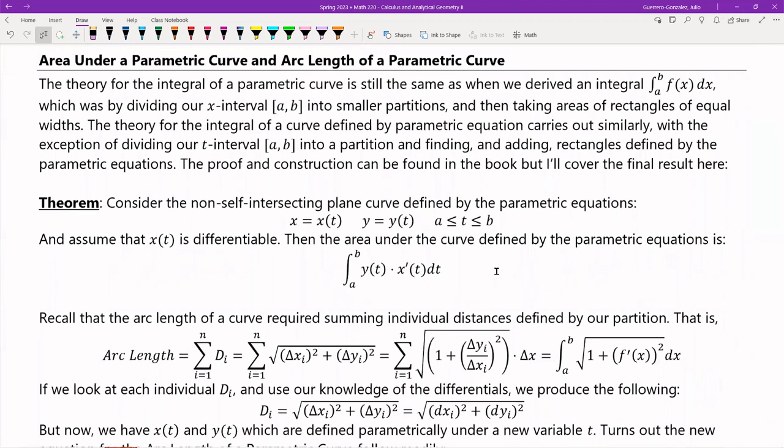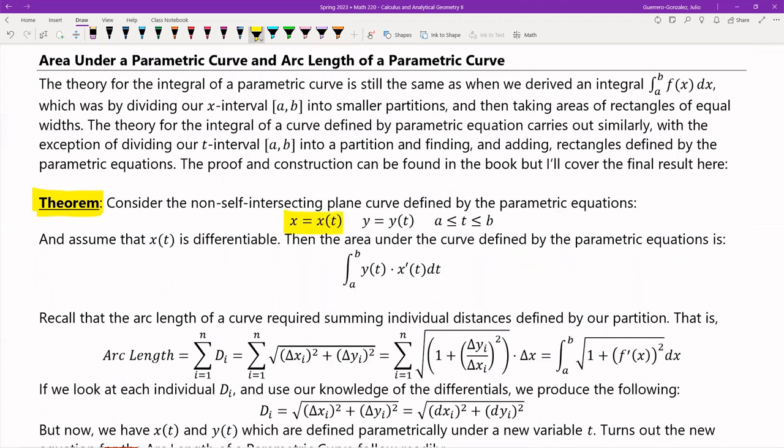The area under a parametric curve and the arc length for a parametric curve. It turns out the theory for it is still the same as we were doing in the past. So the first thing I want to do is define what the integral using parametric curves is supposed to look like.